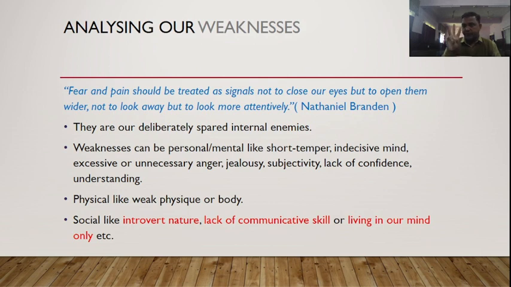Weaknesses can be of three types: personal, mental, as well as social. So weaknesses can be personal, mental, like short temper, indecisive mind, excessive or unnecessary anger, jealousy, subjectivity, lack of confidence, understanding. See, three types of weaknesses are there. So first ones are personal or mental. Mental, first of all.